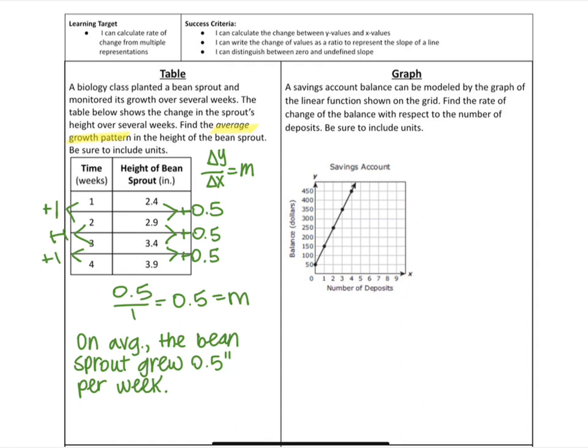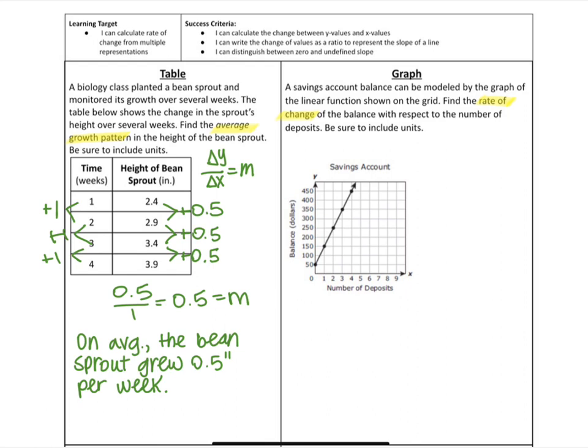Let's look at question number 2, from a graph. A savings account balance can be modeled by the graph of the linear function shown on the grid. Find the rate of change of the balance with respect to the number of deposits. Be sure to include units. The key thing from this example is, one, to note that there is a graph. And then it says find the rate of change. Rate of change is another way to say slope, right? So we're just looking for the slope.